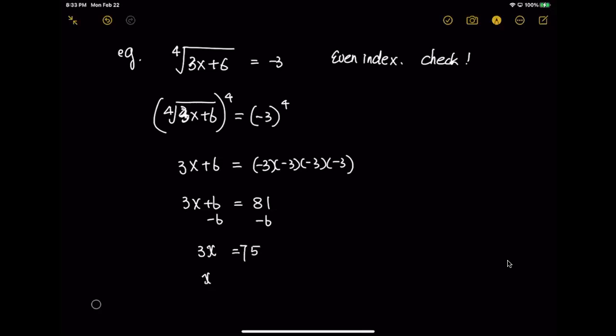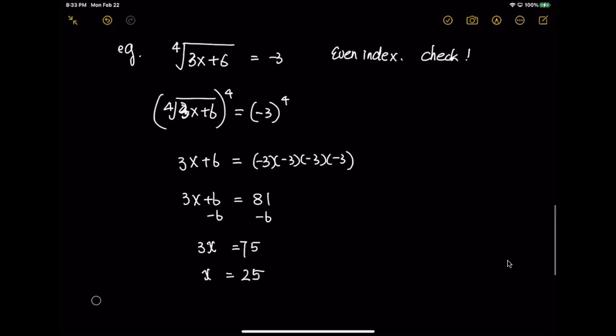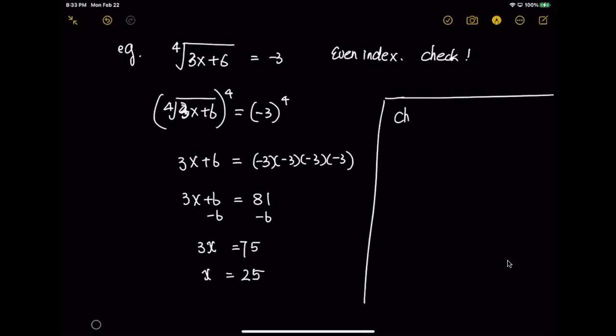So x, you divide by 3 on both sides, is equal to 25. Okay, it's an even index. We want to check our solution. So I'm going to write our little check here. Fourth root of 3 times 25 plus 6 equals, we don't know, that's why there's a question mark on top, -3.